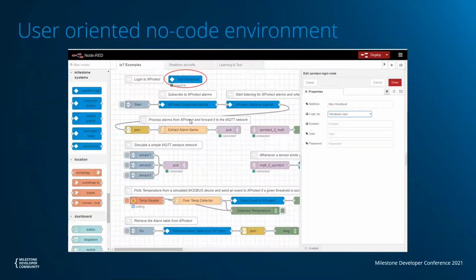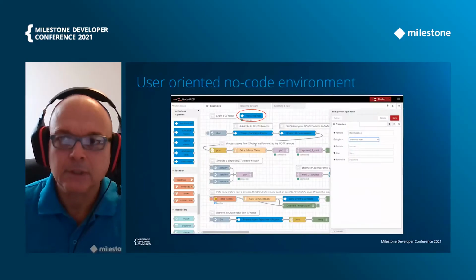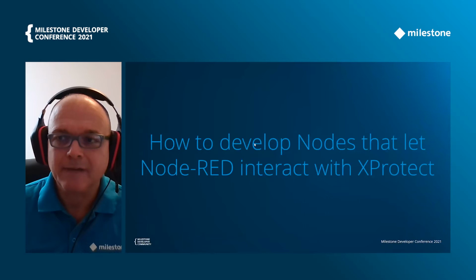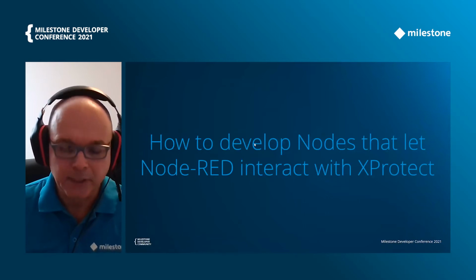You can write new nodes by using the Node-RED API, basically. It is possible to design a new node and to use the new node in your program, like for instance the login node to XProtect that I have developed. So how to develop nodes that let Node-RED interact with XProtect?